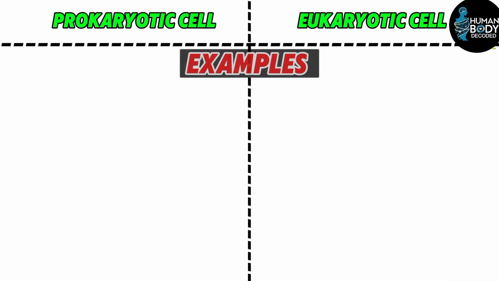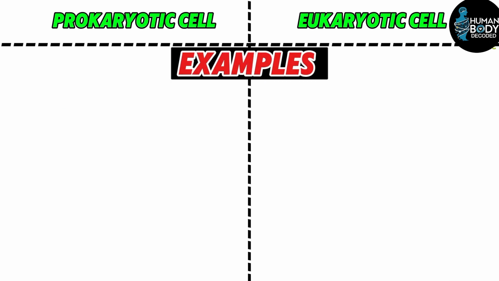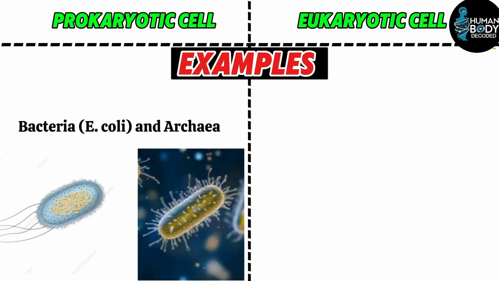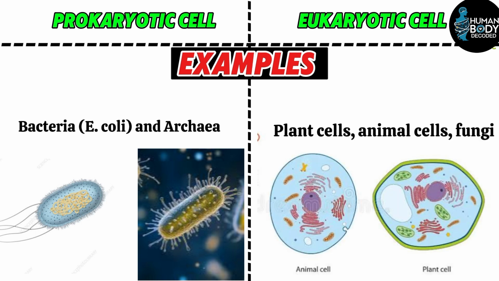Finally, let's look at some examples. Prokaryotic cells include bacteria such as E. coli and archaea. For eukaryotic cells, we're talking about plant cells, animal cells, fungi, and even single-celled organisms like amoebas.